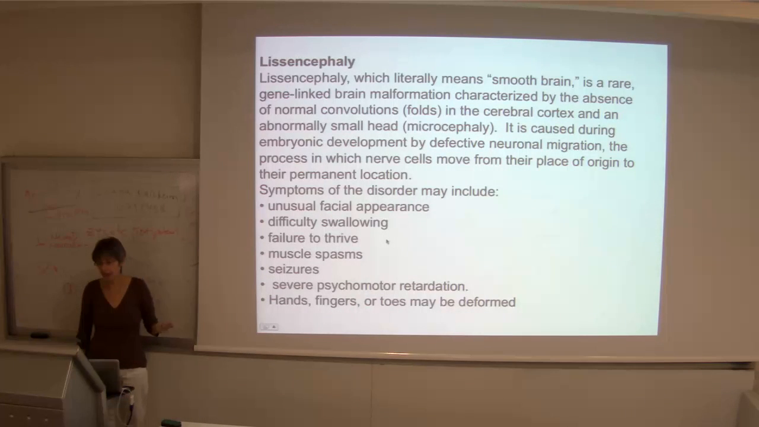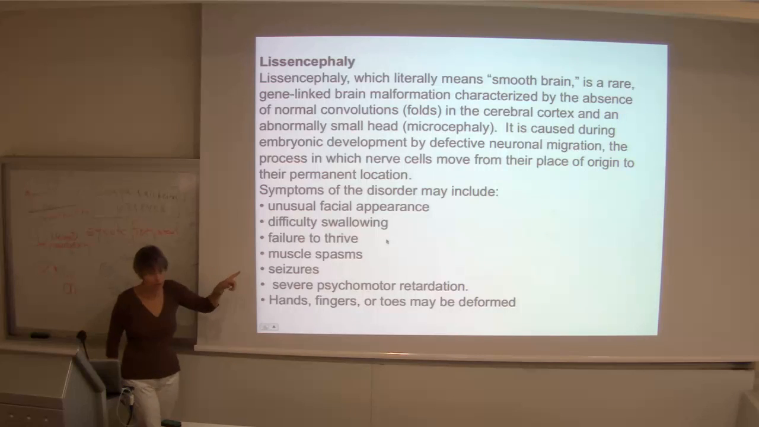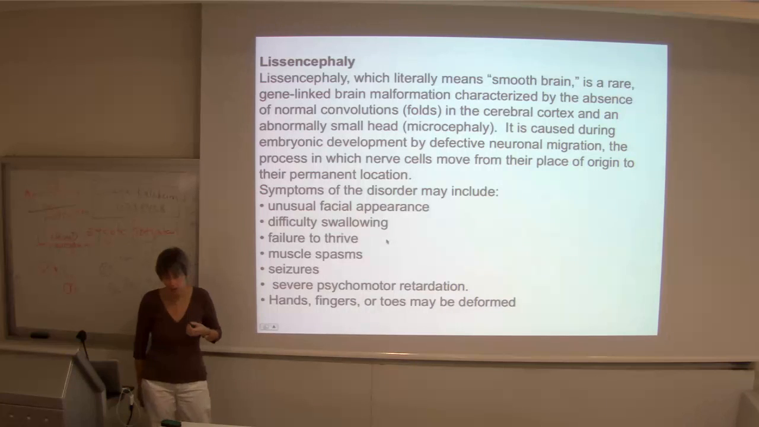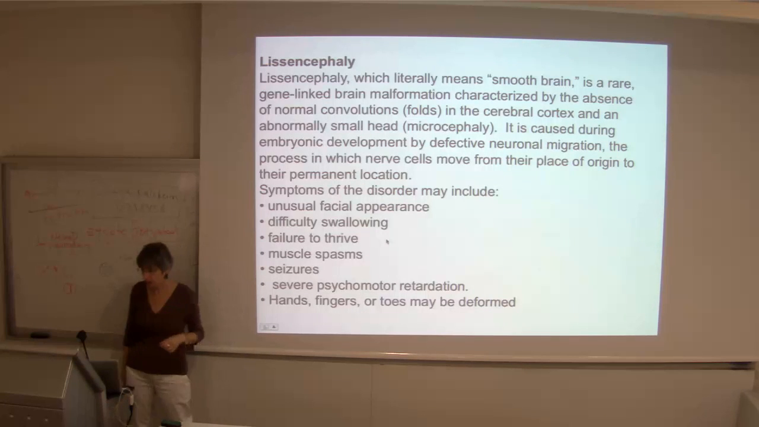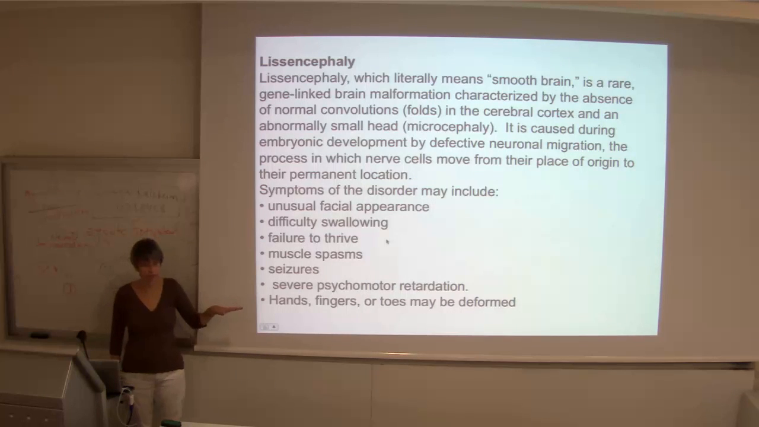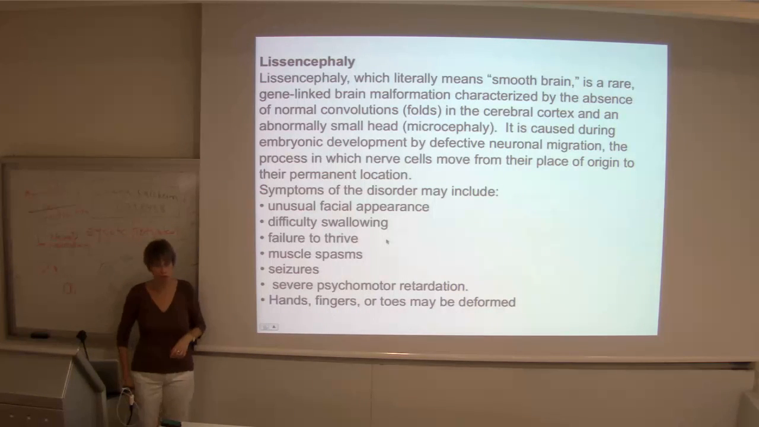Unusual facial appearance, difficulty swallowing. Obviously, this is not due only to brain malformations, but also to defects in neural crests, which form in the head all your facial bones, in the form of your cranium and your face. So crests give rise not only to the peripheral nervous system, but also to many bony features, which I'm not going to discuss today. Muscle spasms, seizures, etc. Not good. These children do not survive.